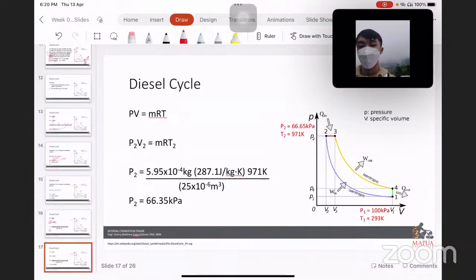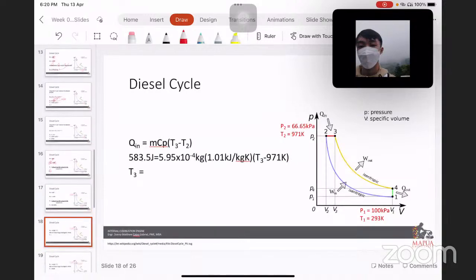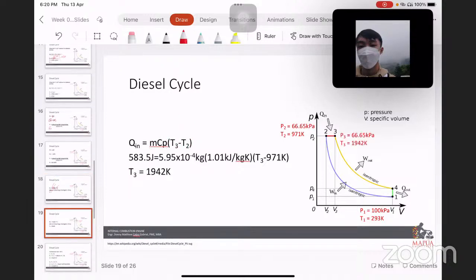Ito naman tayo dun sa point 3. Q is equal to MCP delta T. Ayan. Q is equal to MCP delta T. Ito given sa atin. Nakaka-calculate lang natin ang T2. Ito given, na-calculate natin nung una pa. Ito given. So meron kang may iwang T3, where T3 is equal to, ayun.